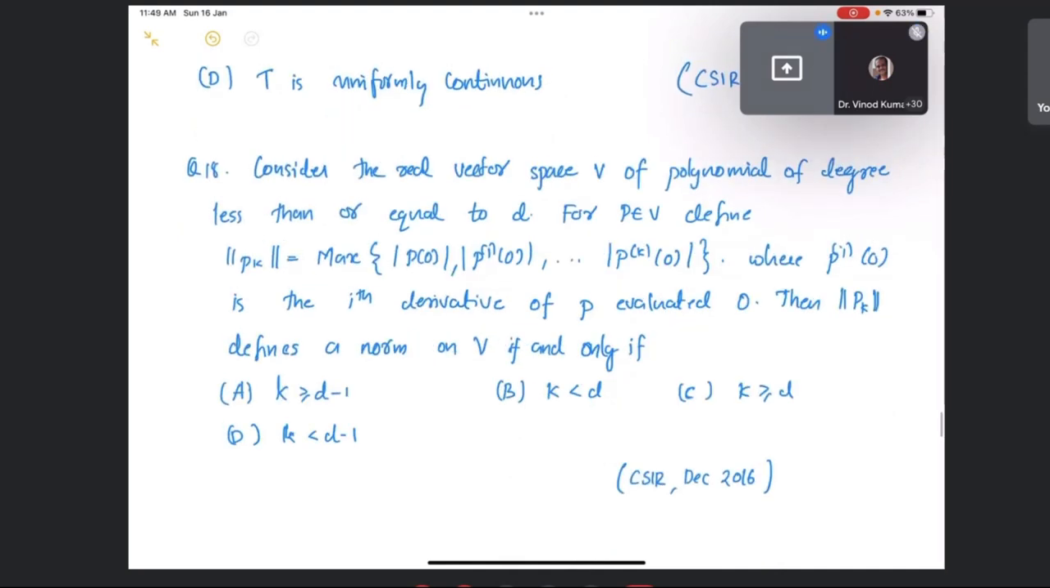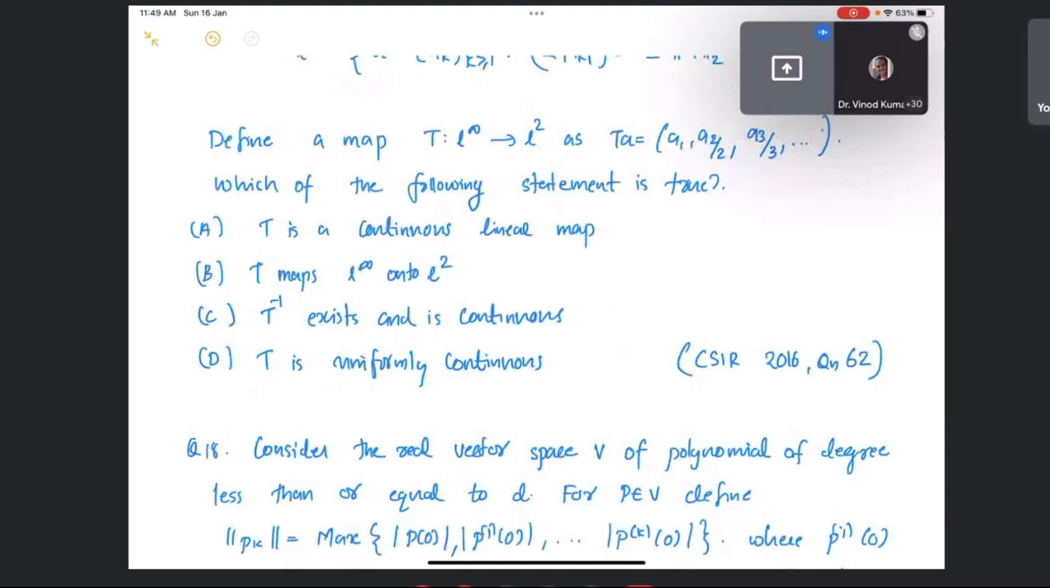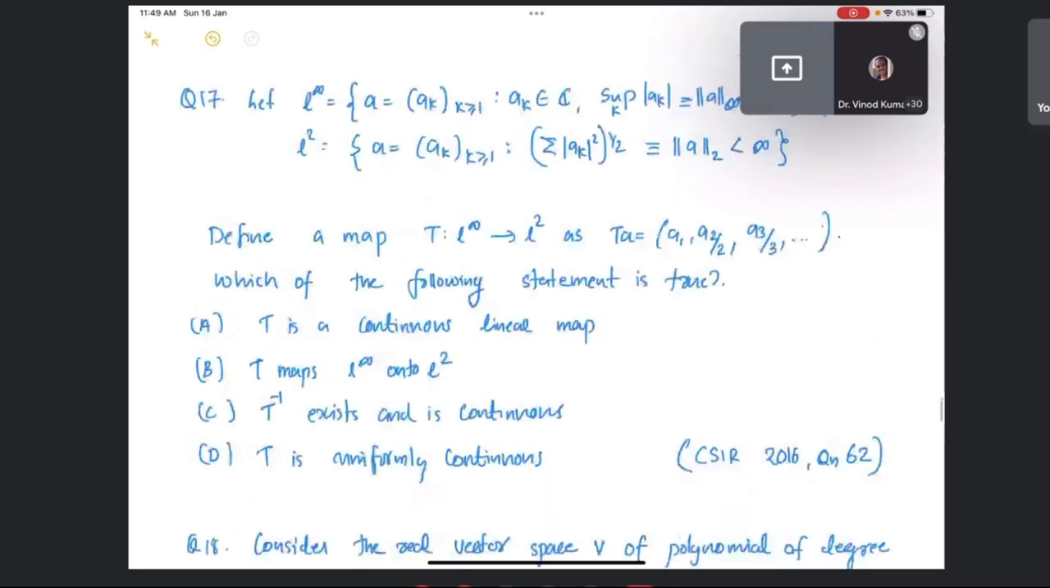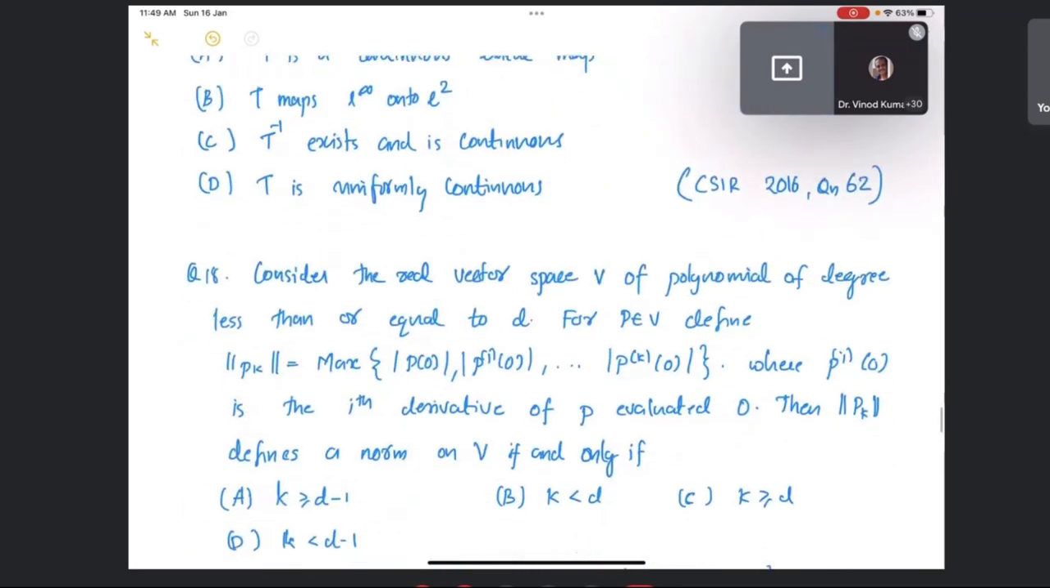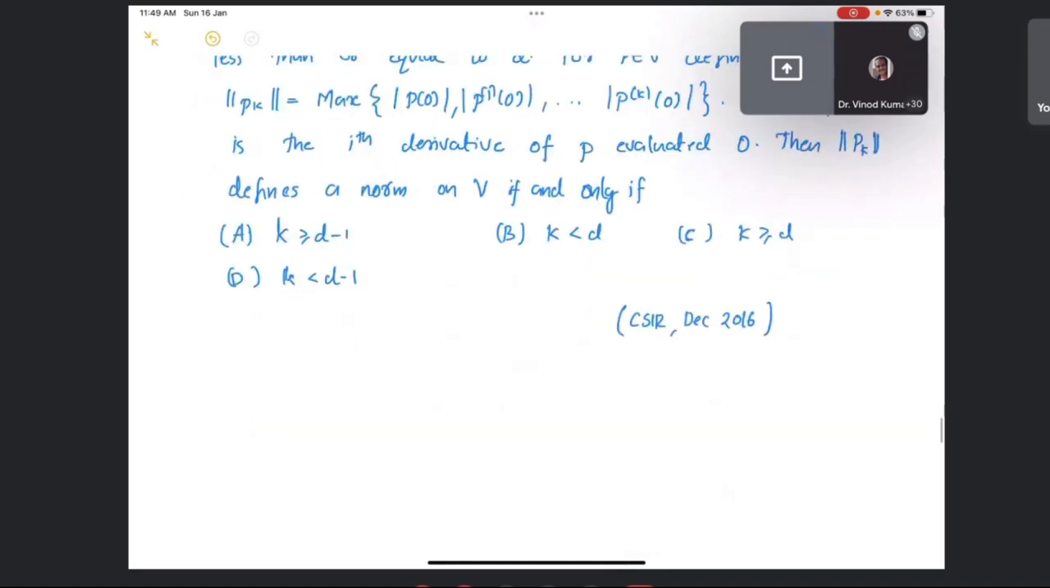Now I'll discuss. So far we were discussing questions from the GATE examination. Now I will go to the CSIR NET exam. And I think the questions here are a bit simpler, easier than GATE.